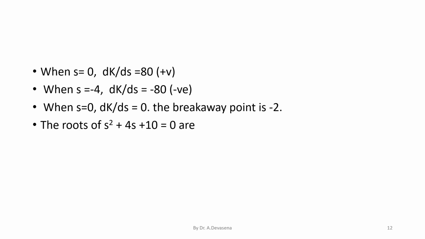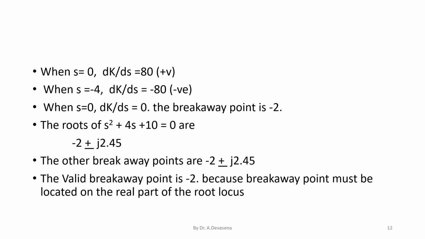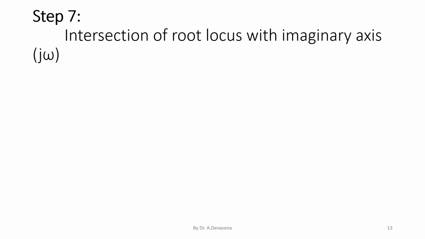The roots of s square plus 4s plus 10 is equal to 0 are minus 2 plus or minus j 2.45. The other breakaway points are minus 2 plus or minus j 2.45. The valid breakaway point is minus 2 because a breakaway point must be located on the real part of the root locus. Now we are going to determine the intersection of the root locus with the imaginary axis j omega.